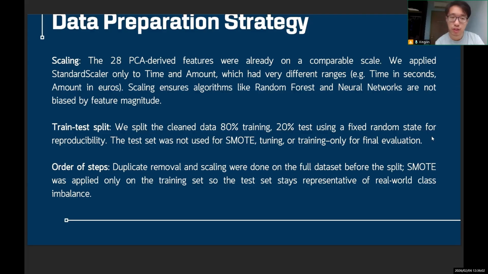Why do this? Because duplicate removal and scaling were done on the full dataset before the split. SMOTE was applied only on the training set, so the test set stays representative of real-world class imbalance.